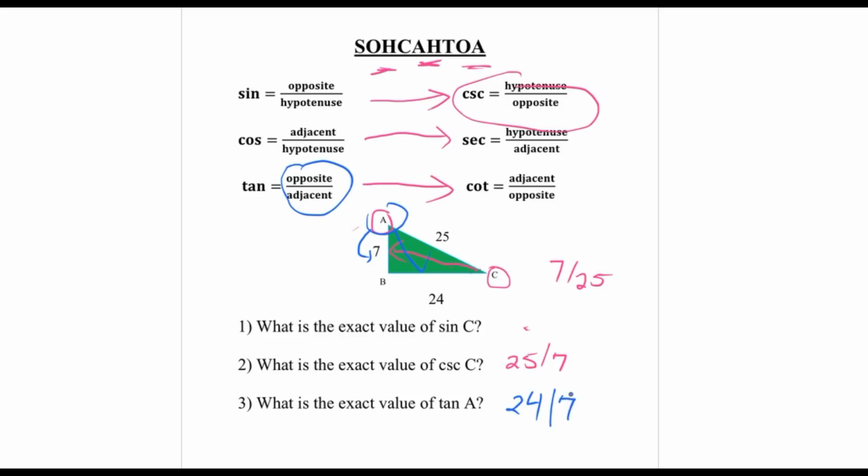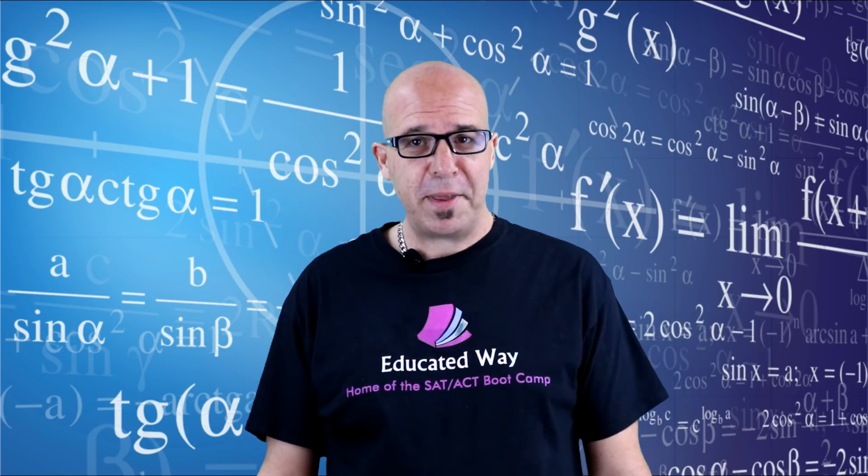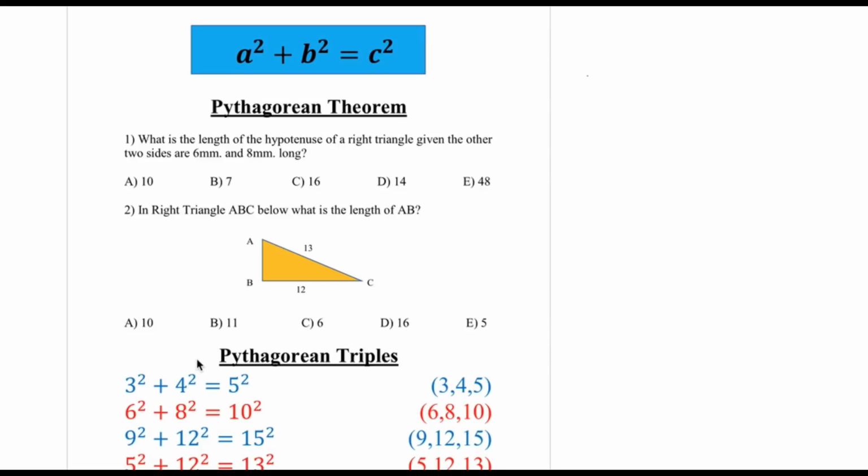The next formula everybody knows, but can you use the Pythagorean Theorem? The famous Pythagorean Theorem: A squared plus B squared equals C squared. Does anybody know what it means? Well, when you have two sides of a right triangle, you can find the third side using the Pythagorean Theorem, but make sure it's a right triangle. Let's try number 1. What is the length of the hypotenuse of a right triangle given the other two sides are 6 millimeters and 8 millimeters long?